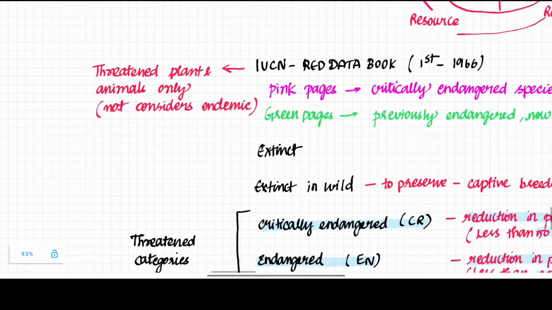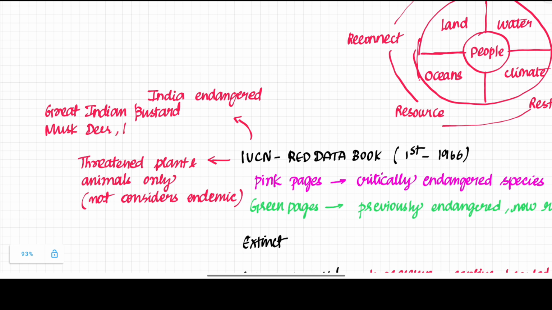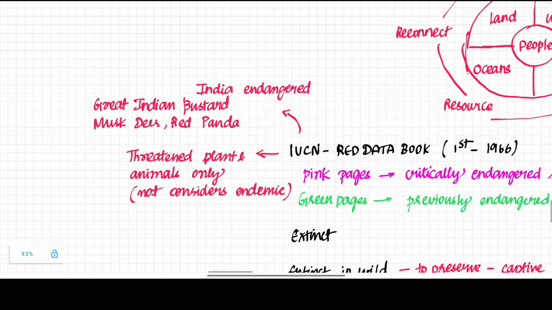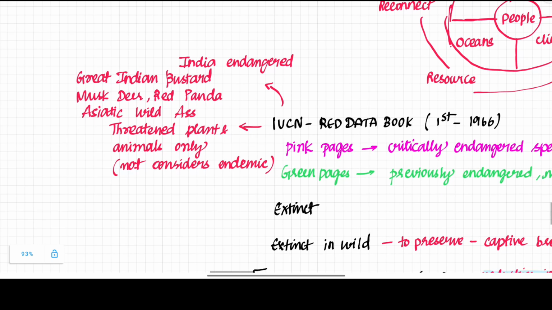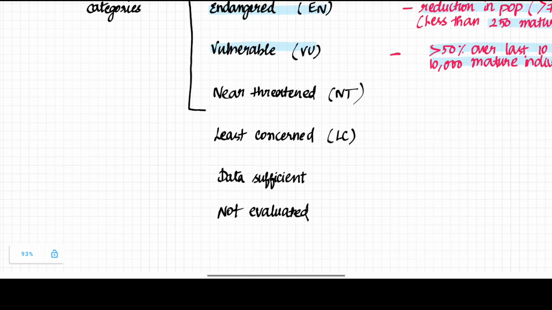In India, let us look at certain endangered species. What are certain endangered species in India? We have the Great Indian Bustard, musk deer, red panda, and Asiatic wild ass. These are the things which are related to the IUCN. These four alone are in the threatened categories, right?